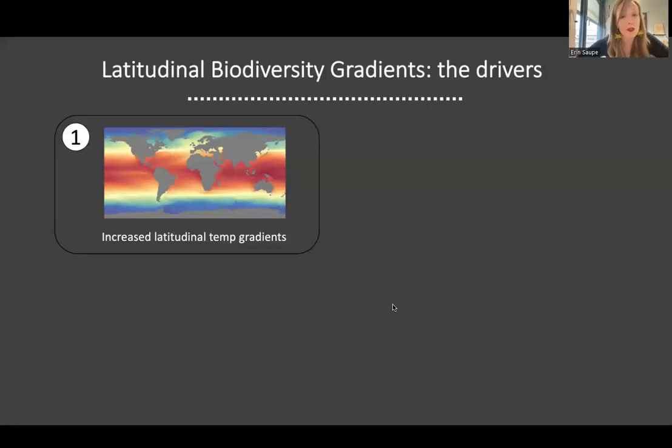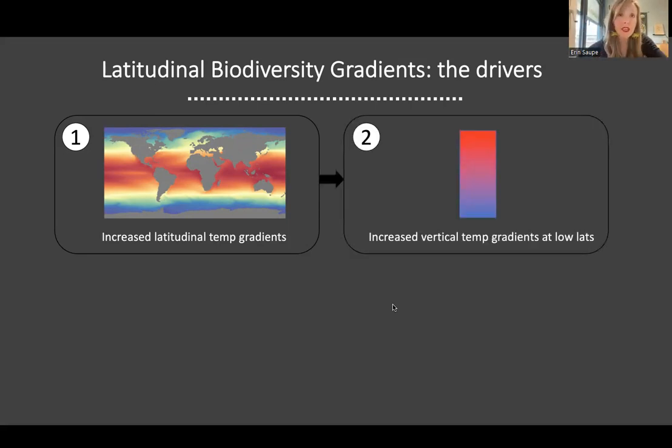What we are proposing, and this is very much a hypothesis based on the patterns that we were seeing in the data, but I think it's supported by these different lines of evidence, is that the modern day LDG for planktonic foraminifera may be controlled by high latitude cooling that brought colder bottom waters down to the tropics. This increased latitudinal temperature gradients, but it also increased vertical temperature gradients at low latitudes.